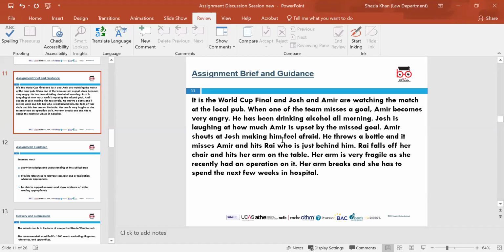Again, GBH and ABH: Amir's throwing of the bottle that accidentally hit Rai could lead to a charge of causing actual bodily harm, which is ABH, or grievous bodily harm, depending on the severity of Rai's injury. If the bottle was thrown recklessly, it could lead to a charge of recklessly causing injury. If the injury was caused with the intent to harm, the mens rea would be intentional.